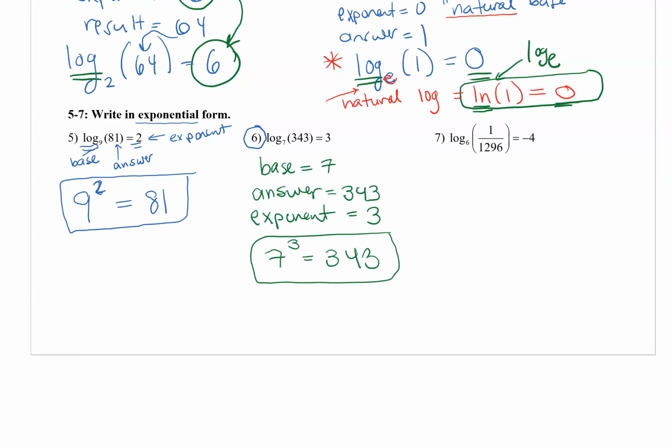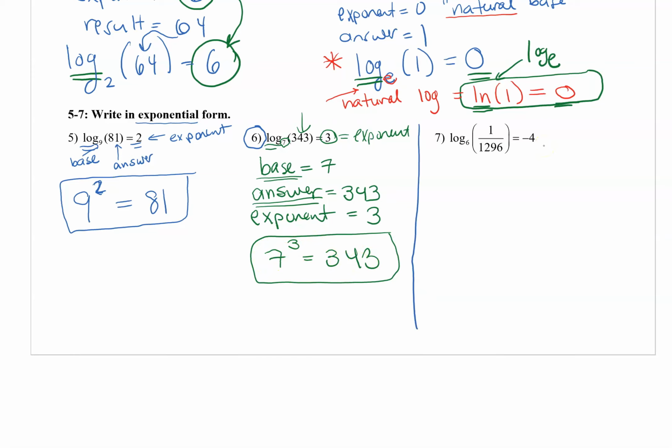So in this logarithmic expression, my subscript was 7. So that would be my base of the exponential expression. The number inside was 343, so that's the answer to the exponential expression. And the log equaled 3, which is the exponent of my exponential expression. So then putting everything where they go in an exponential expression, I've got a base of 7 raised to a power of 3 equaling 343.